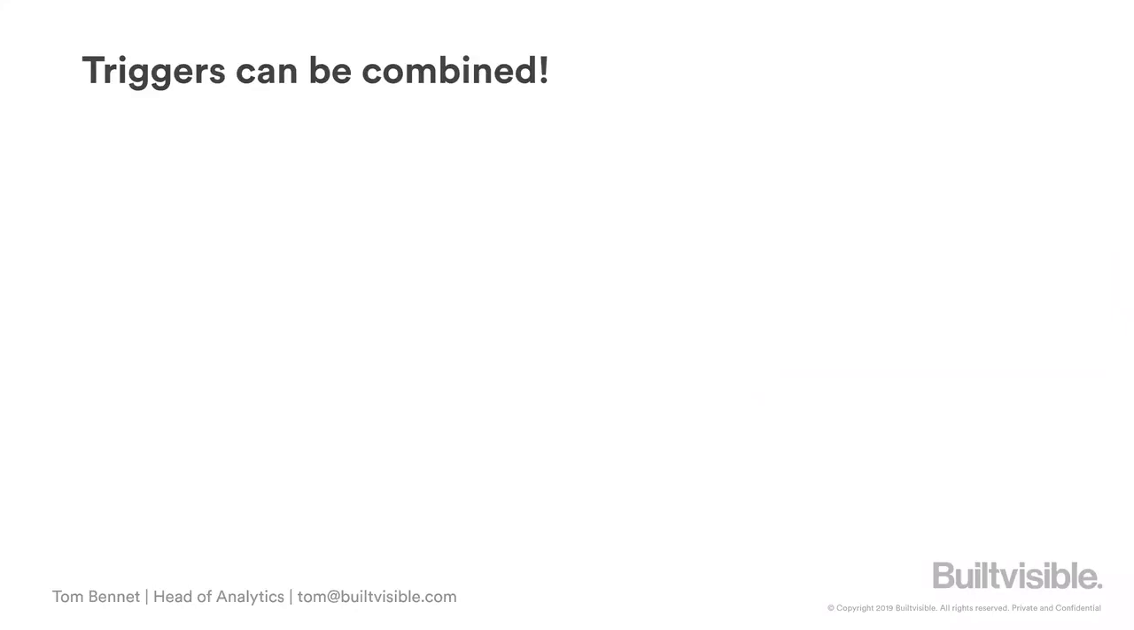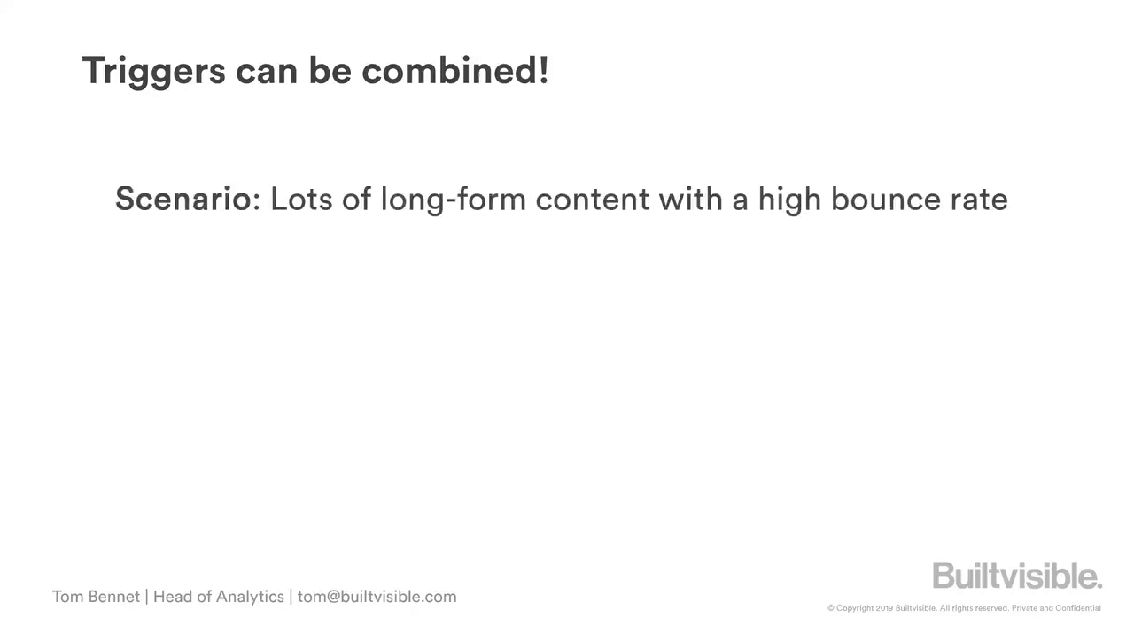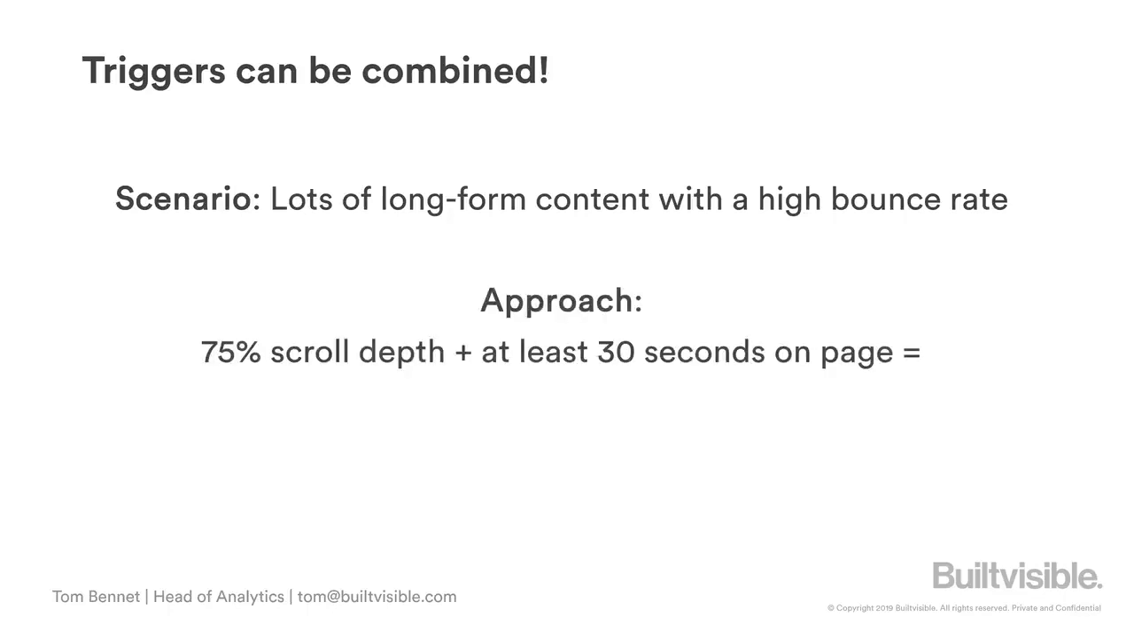But the good news as well is we can start combining these triggers. You don't just have to look at scroll rate, or just look at time on page. Let's say you've got lots of long form content and it's getting really high bounce rate. What you can start looking at is if people get to a certain scroll depth in a certain amount of time, then fire an event instead. This will stop people that have landed on the page and scrolled all the way down to the bottom to find out how long it is.